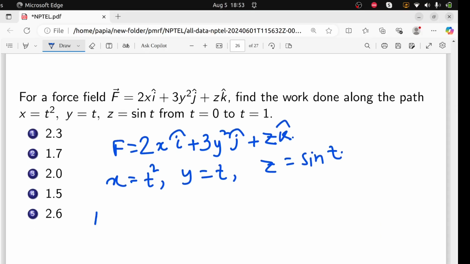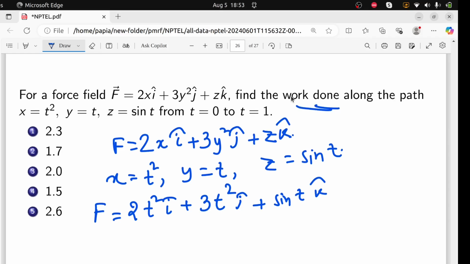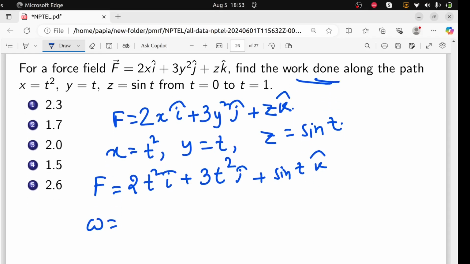Now, if I just replace x, y, z in terms of t, then it will be 2t square i cap plus 3t square j cap plus sin t k cap. Right? Now, find the work done. Work done means what? W is simply F dot dr.